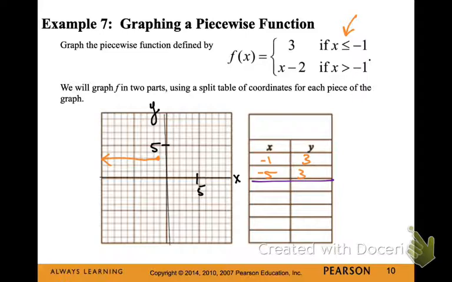Now I'm going to start my table for my second piece at negative 1. If I plug in negative 1, negative 1 minus 2 is negative 3. Then I'm going to pick a value that's greater than negative 1, so I pick 5. 5 minus 2 is 3. When I graph that first point, I do an open circle because it goes up to but doesn't quite include negative 1. And so now we have the graph of that piecewise function.